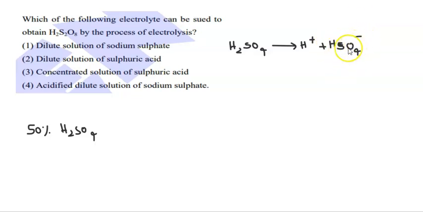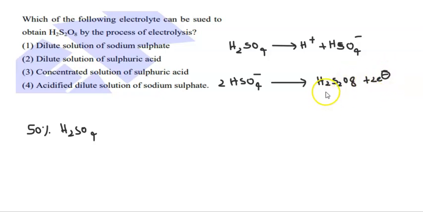HSO4 minus. So this HSO4 minus is an anion which is attracted towards the anode, where it undergoes the oxidation process at the anode and gives rise to H2S2O8 with the liberation of 2 electrons. This H2S2O8 is called Marshall's acid or peroxydisulfuric acid.